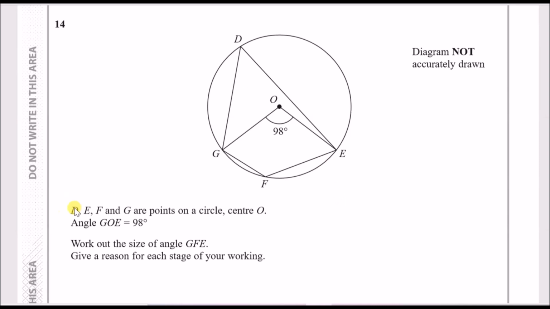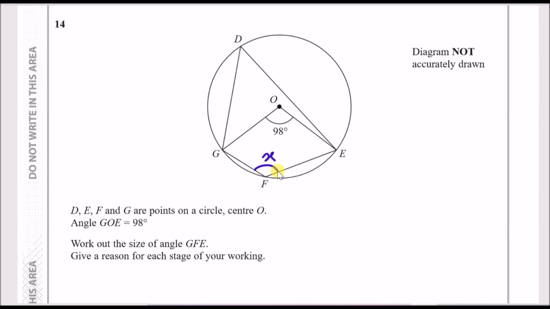It says D, E, F, and G. So these 4 points are on a circle with center O. And the angle GOE, so G to O to E, is 98 degrees. So that's the middle one here. Work out the size of angle GFE. So they're talking about working out this angle here, and we're going to call this X for now. Give a reason for each stage of your working. So this is probably the most important part, your explanation and how clear it is.